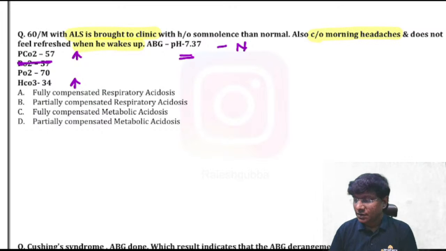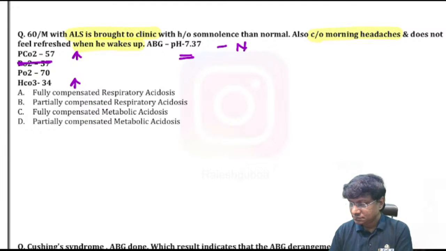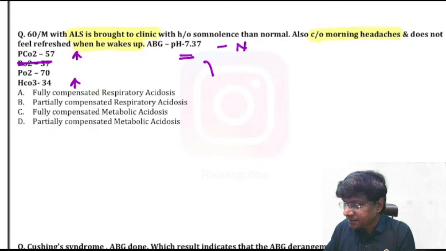So, when the pH is normal in this patient, I'm waiting for the answer. So when the pH is normal, how do we decide the primary event?